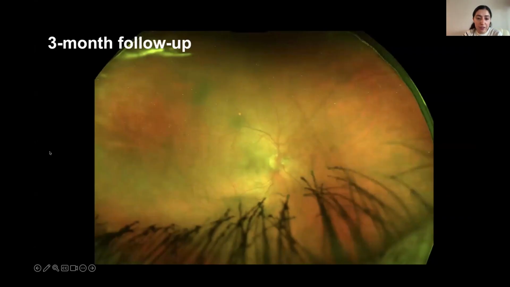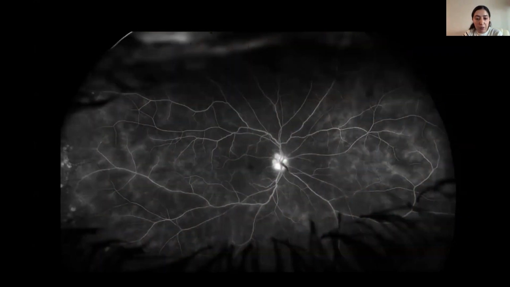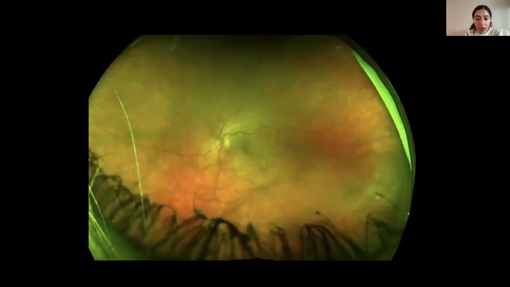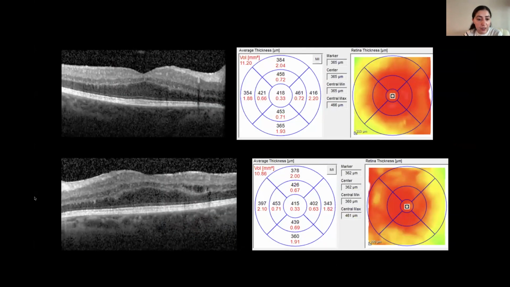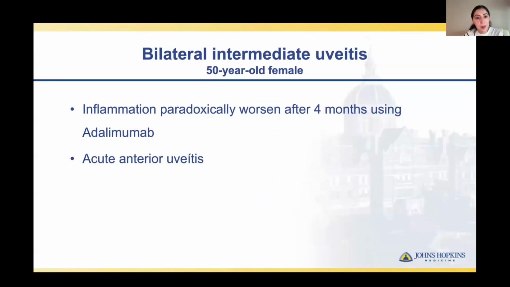We see an extensively increased amount of vitreous opacities in the right eye, as well as small vessel leakage. The left eye also presented vitreous condensations and opacities in an increased amount, and small vessel leakage in an increased amount. Macular OCT in the left eye now presented with intraretinal fluid, as well as the already seen diffuse macular edema. So in this case, inflammation paradoxically worsened after 4 months of using adalimumab, and the patient also presented for the first time a new onset acute anterior uveitis.